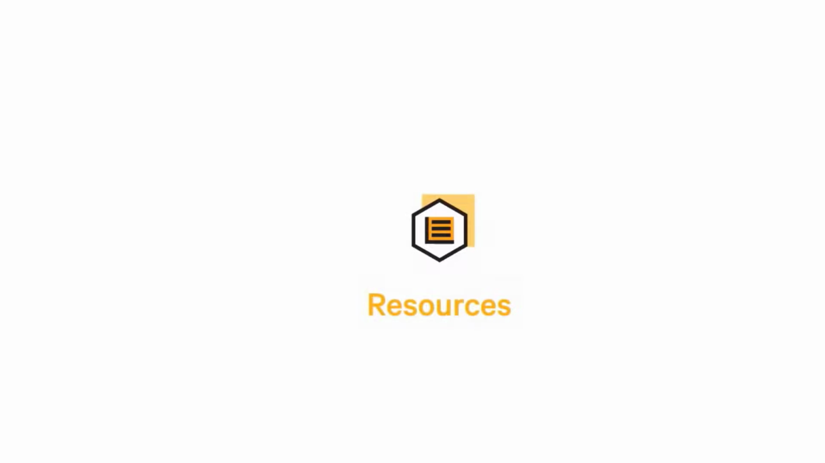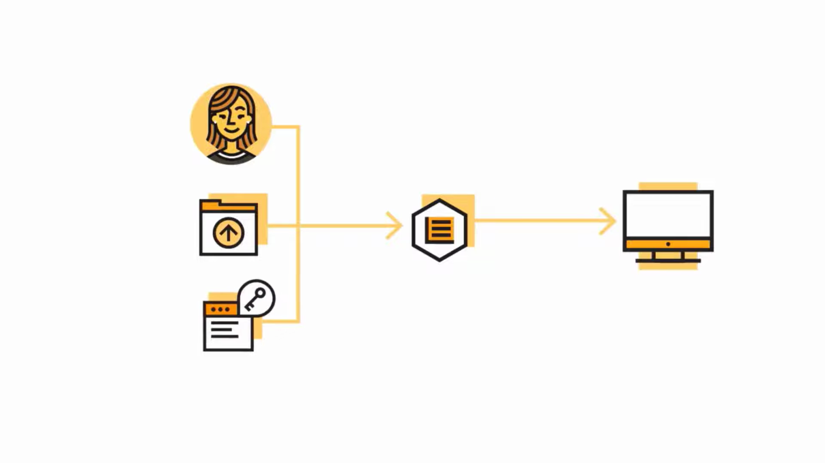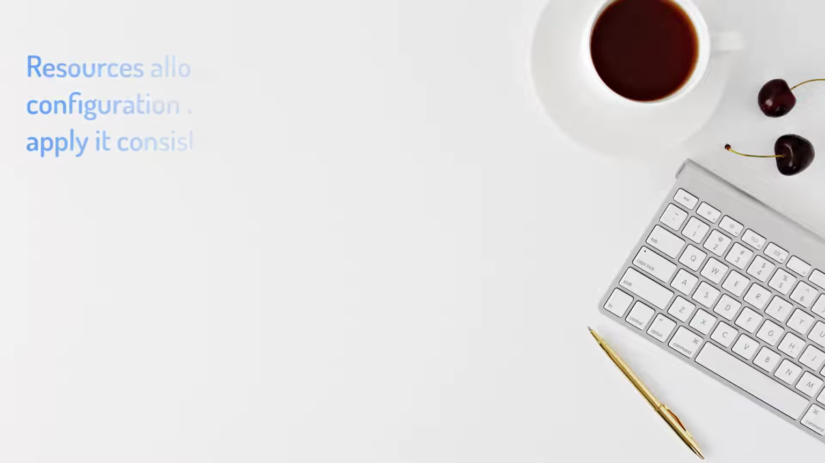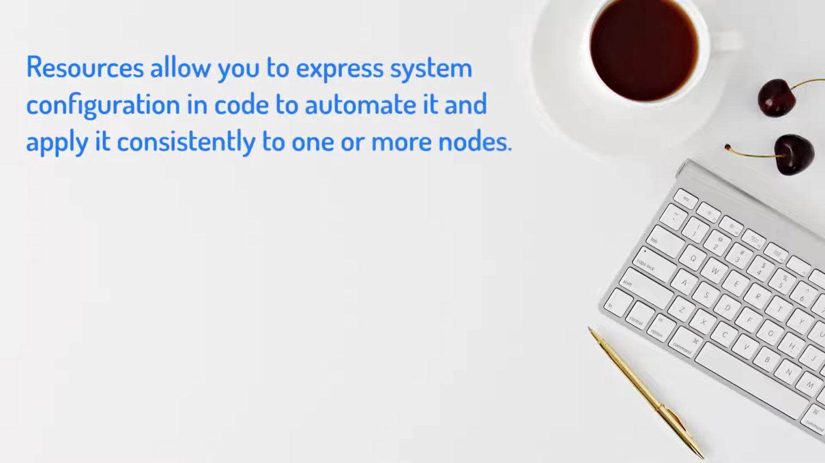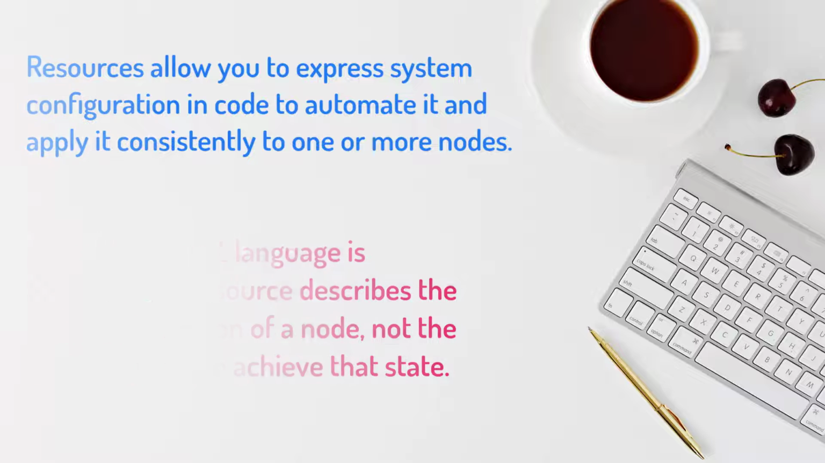Resources are the most fundamental building blocks of the Puppet language. A resource is a characteristic of a node that needs to be managed over time, such as a user, a package, or a registry key. Resources allow you to express system configuration in code to automate it and apply it consistently to one or more nodes. Since the Puppet language is declarative, a resource describes the final configuration of a node, not the steps required to achieve it.